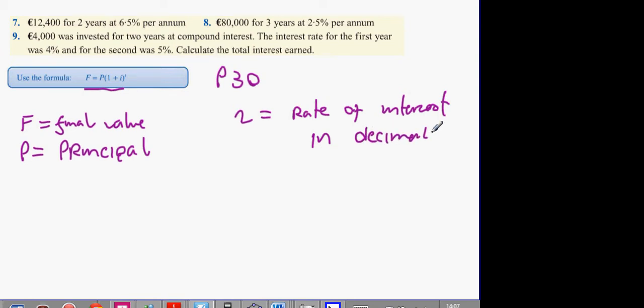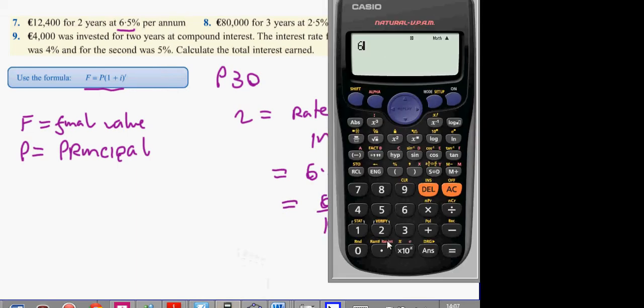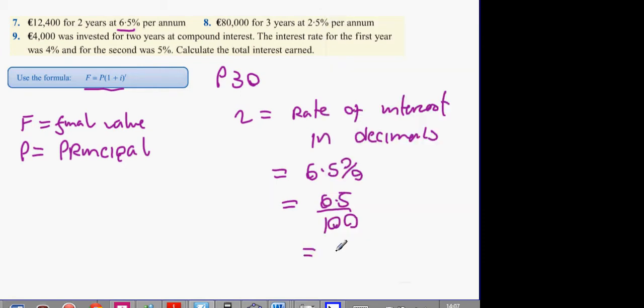Okay, so for example, in question 7, the rate of interest is 6.5%. But what you actually got to remember is that's 6.5 out of 100. So you got to change that to decimal mode by just basically dividing it. 6.5 divided by 100. Press the change button and it'll be 0.065. Make sure that's in decimal mode always.